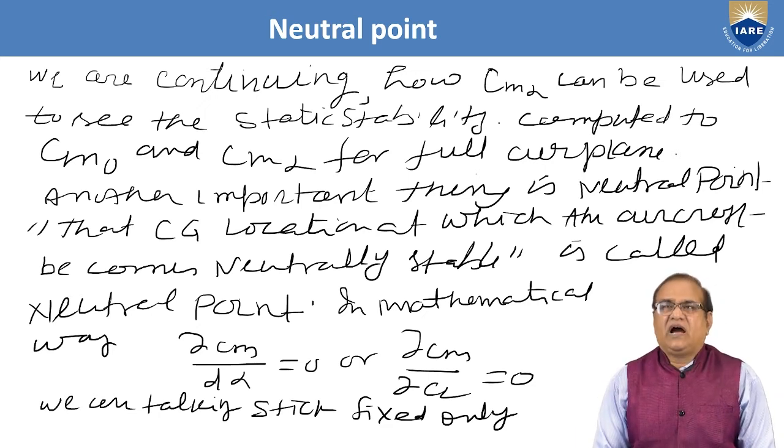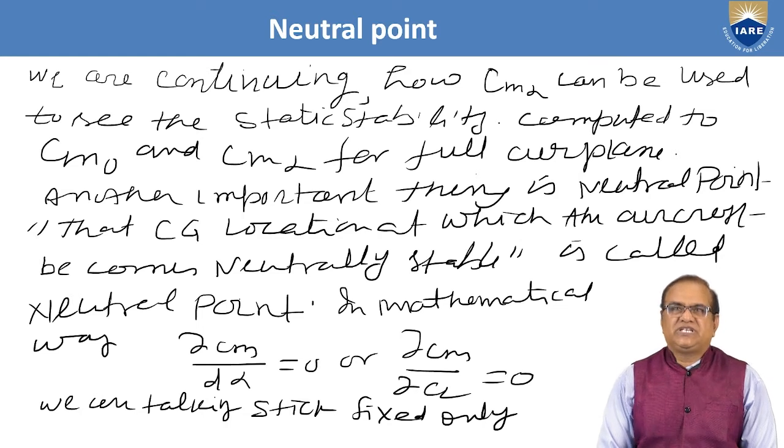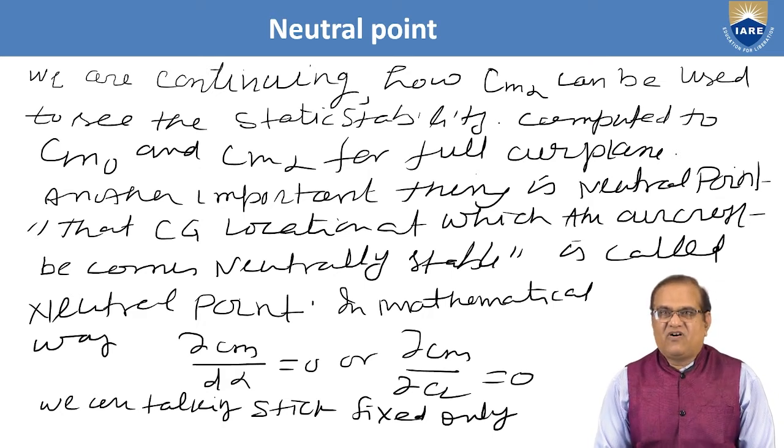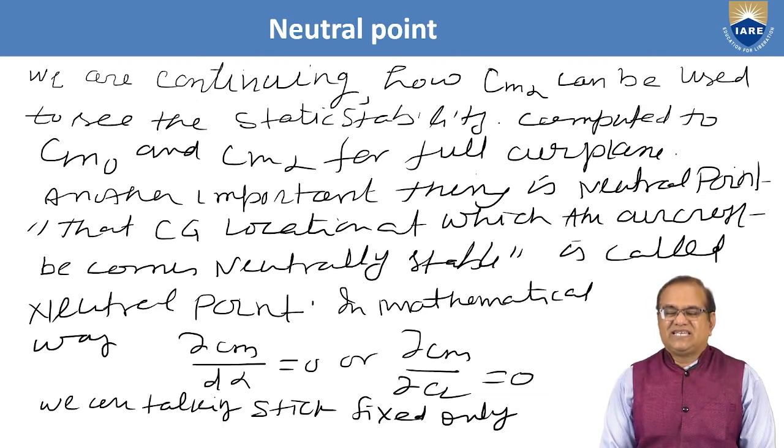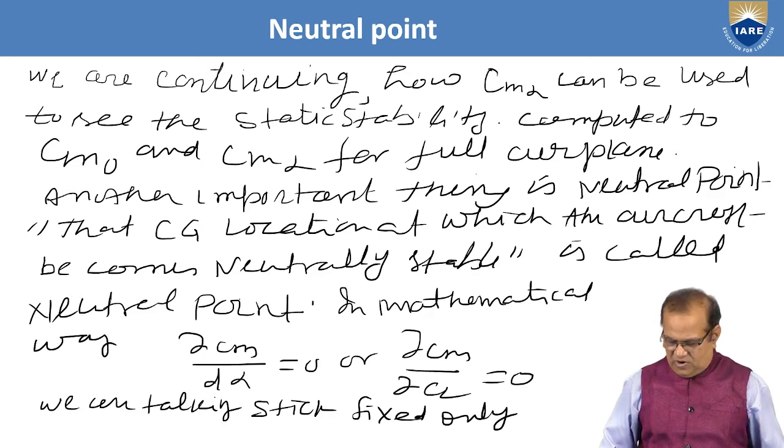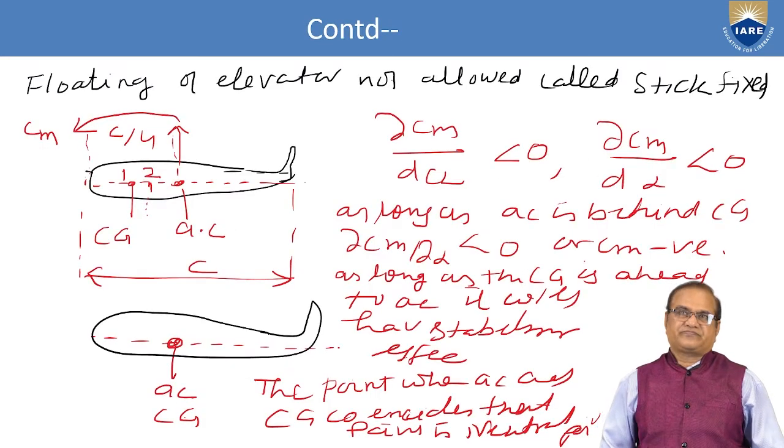So we are continuing how Cm alpha can be used to see the statically stable condition, compared to Cm naught and the Cm alpha for the full airplane. Another important thing is the neutral point. The neutral point is that CG location at which the aircraft becomes neutrally stable. In mathematical form, dCm by d alpha is equal to 0 or dCm by dCl is equal to 0. We are talking about the stick fixed case only.